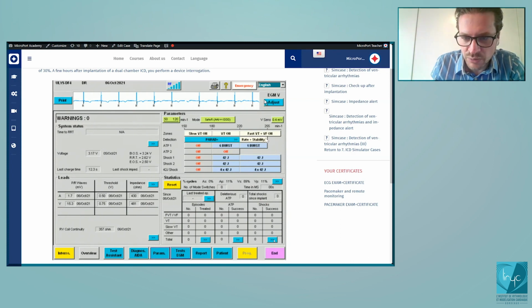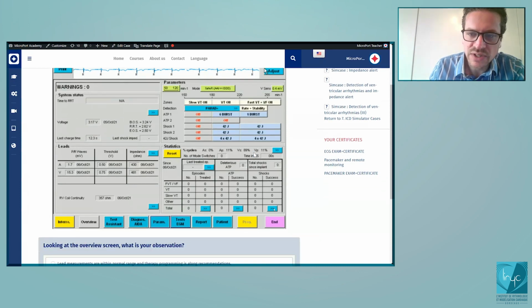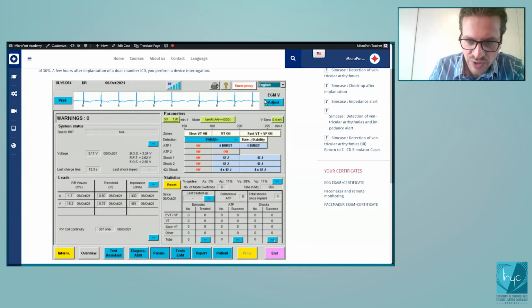So Microport says, well, let's not do a burst during or before charge just to see if it works. No, let's be a bit smarter than this. Let's try to see if it's actually VT, and we're using a stability criteria for that. So lots of times that works. And of course, sometimes when the VT is unstable, it doesn't, because it's quite a strict criteria. It means that the preceding cycles need to be within 35 milliseconds. So it's quite a strict criteria.